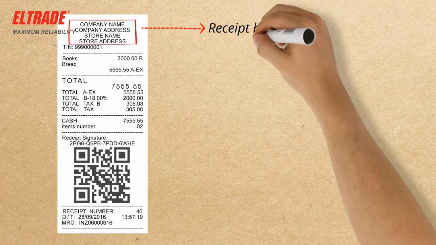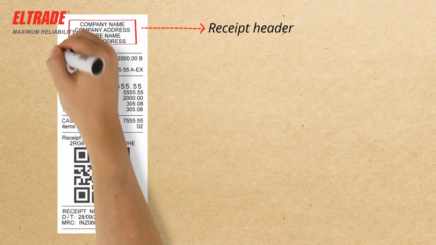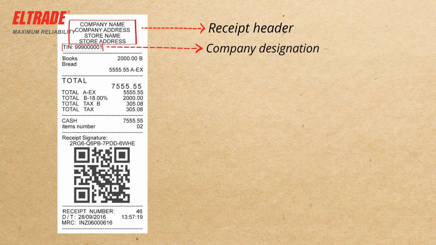Receipt header. This field contains information for the fiscal device owner. Normally, the receipt header includes the company name, company address, sales outlet, and sales outlet address. In some implementation, the header also includes indication if the company is VAT registered or not. Company designation. The company designation contains the tax identification number of the company.